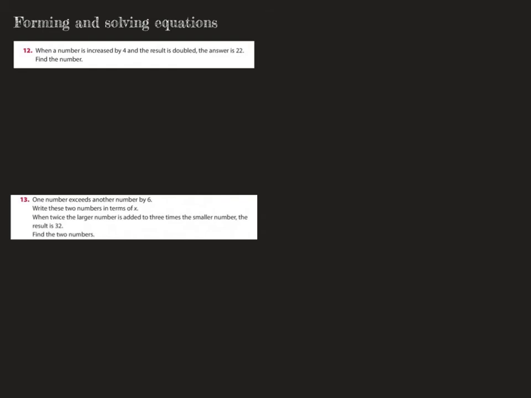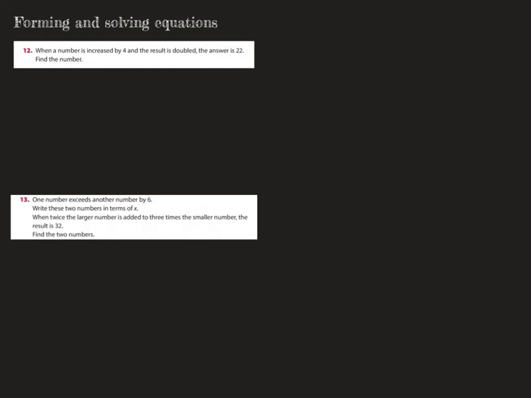So we're going to look at question 12 and question 13, and hopefully we'll get them done nice and quickly, right? So if we look at them, when a number is increased by 4 and the result is doubled, then the answer is 22. What they're testing here is that you're able to form these equations. So I'm just going to give you a second to see if you can form them, and then I'll go into forming them myself. Just check to see if you can form that yourself first.